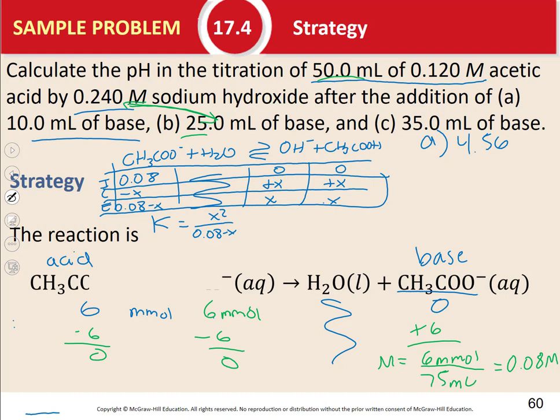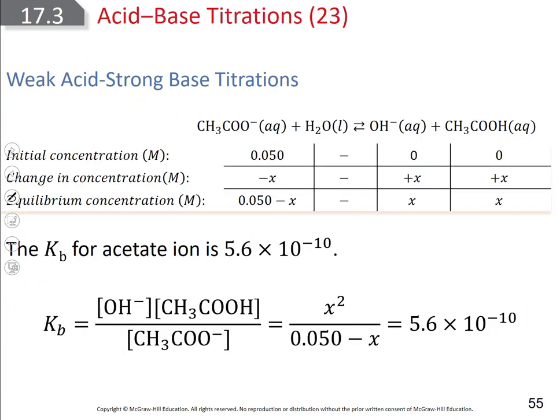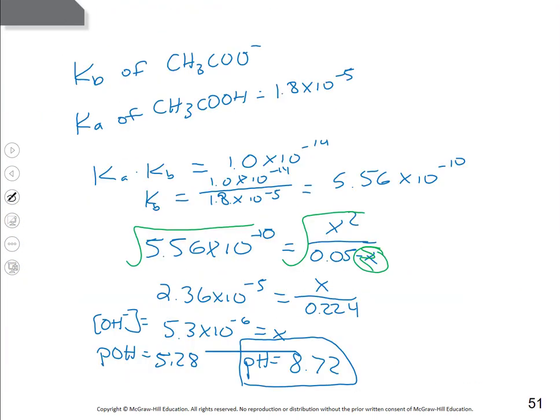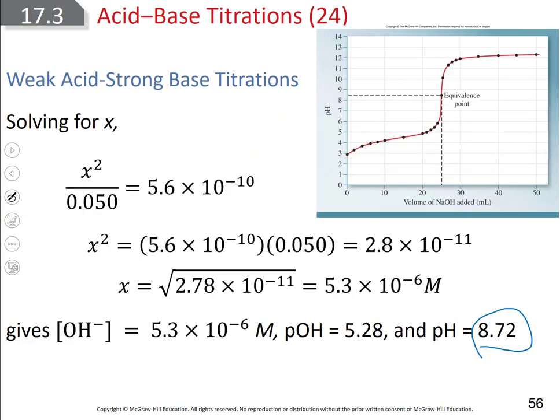What's this K going to be equal to? Kb. So Kb we found from the Ka of acetic acid. Go back to that real quick. Ka of acetic acid is 1.8 times 10 to the negative fifth. So 1 times 10 to the negative 14th divided by that Ka gives us a Kb of the acetate ion of 5.56 times 10 to the negative 10. So we'll just go ahead and use that instead of calculating it again.